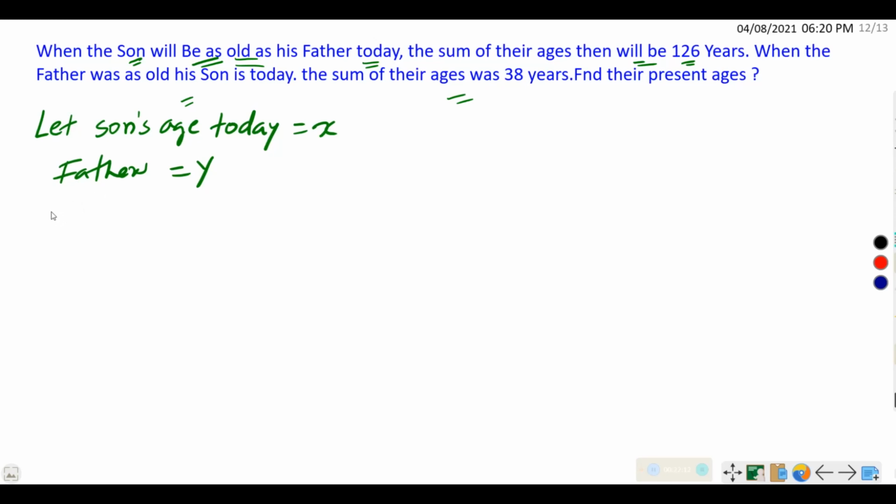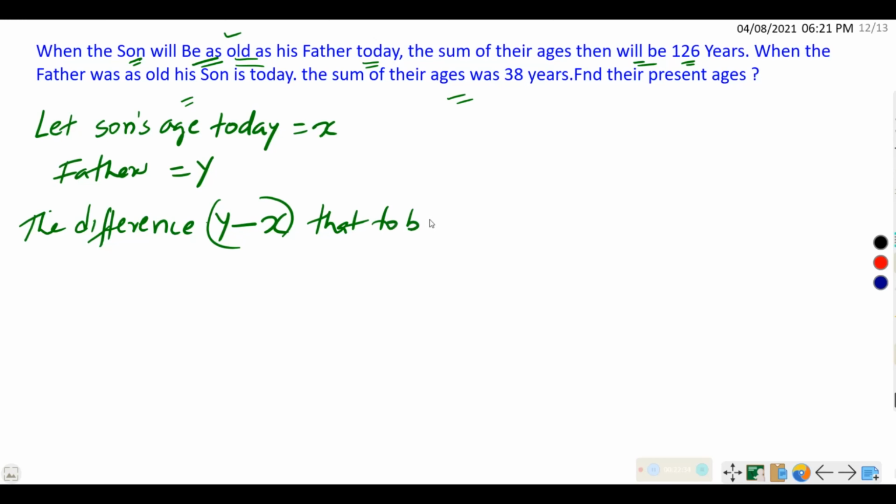Let me write in detail, then it will be easy for me to explain or you to understand. The difference between father's age and son's age as on today must be y minus x, and it will always be the same. The difference will remain the same throughout life. दोनों को साथ में बढ़ेगा, साथ में कम हो जाएगा. So the difference is y minus x. Please note that.